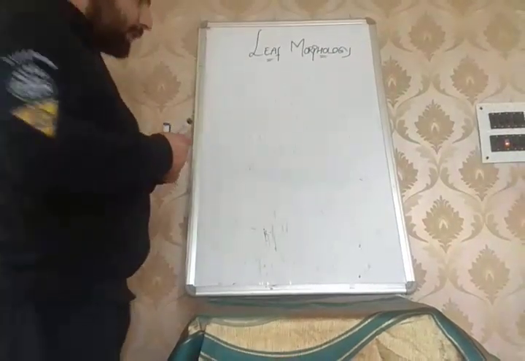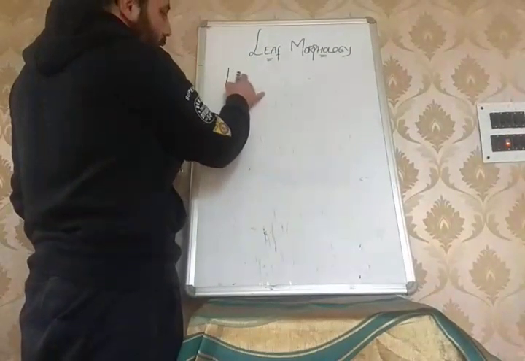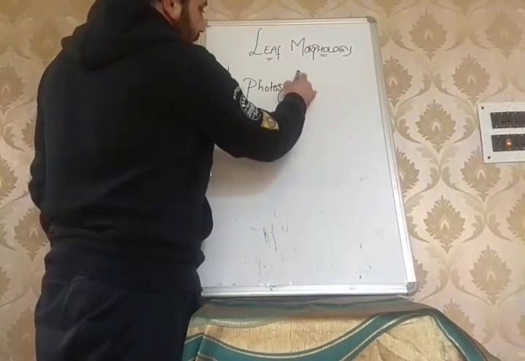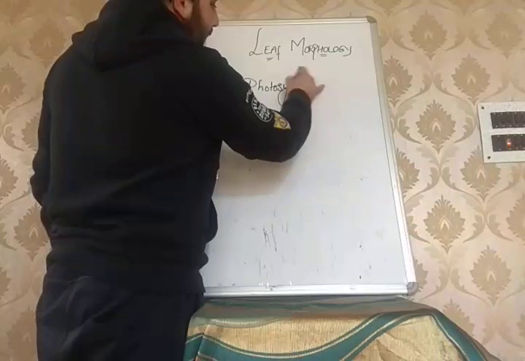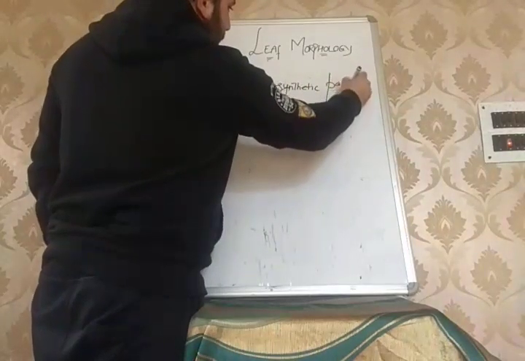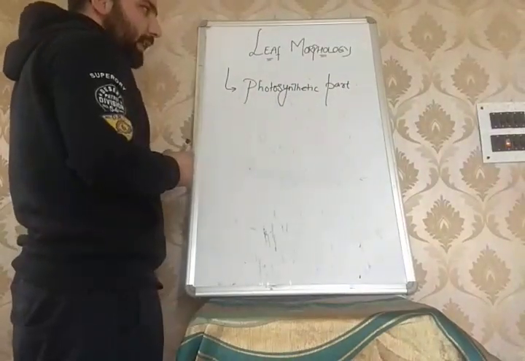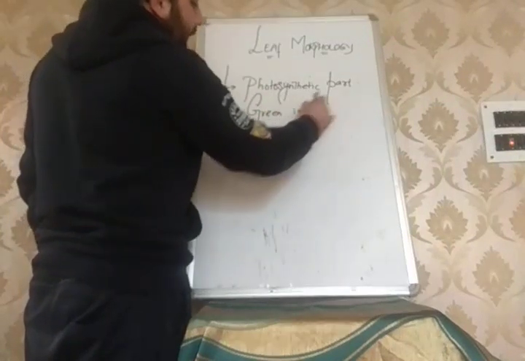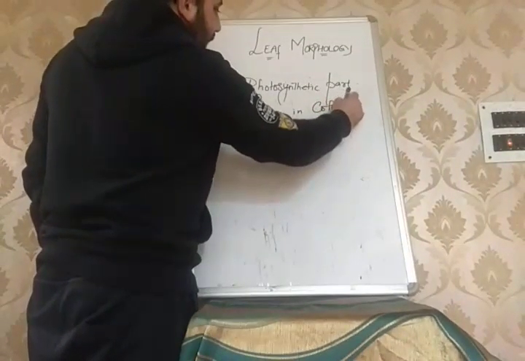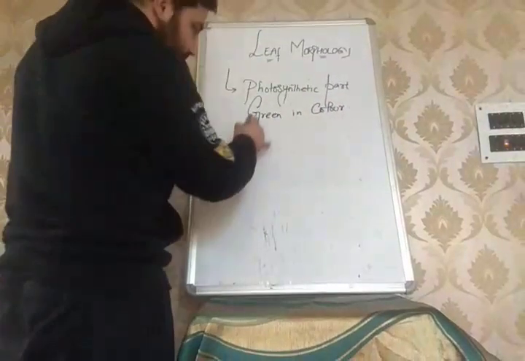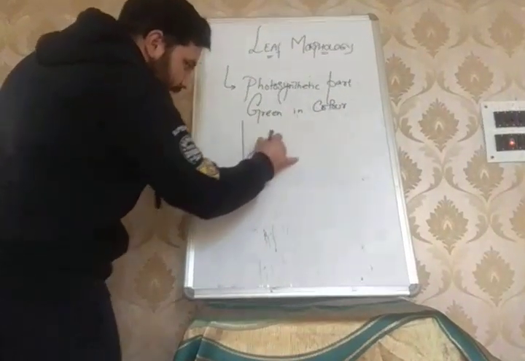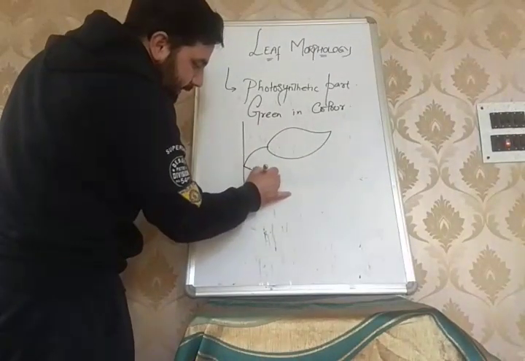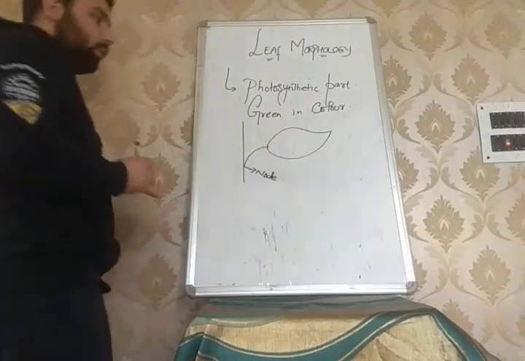Now, as far as this leaf is concerned, you already know that leaf is a portion which usually performs photosynthesis. So it is actually a photosynthetic part of the plant, which is usually green in color. It is a lateral appendage. The point from which leaf arises, this point is called the node.